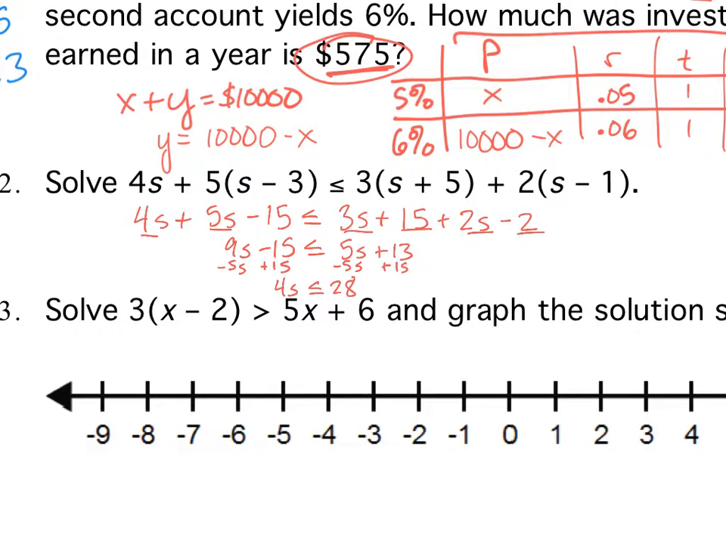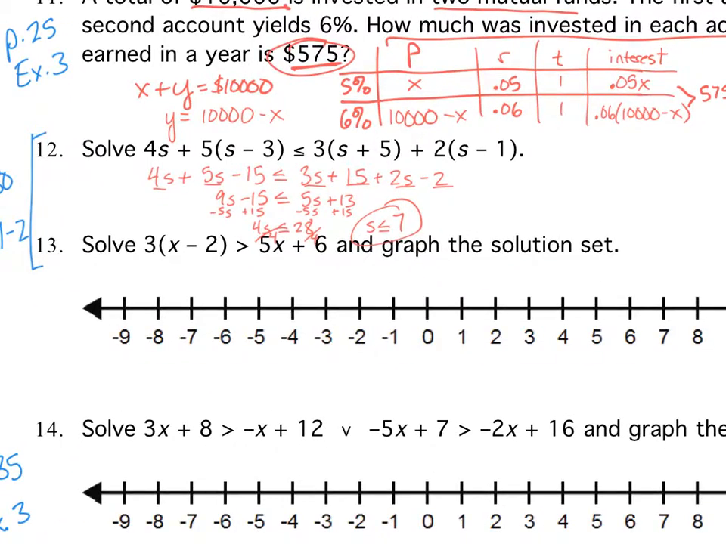And then last step is to divide by the coefficient of s. That would be dividing both sides by 4. And when you are dividing with an inequality, that's where your inequality matters. It could change direction, but if you're dividing by a positive number, it doesn't change the direction, so it's going to stay less than. And then 28 divided by 4 is a 7. So that's the solved answer. S is less than or equal to 7.